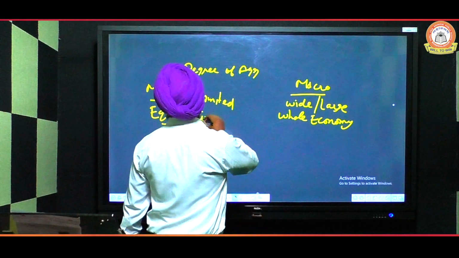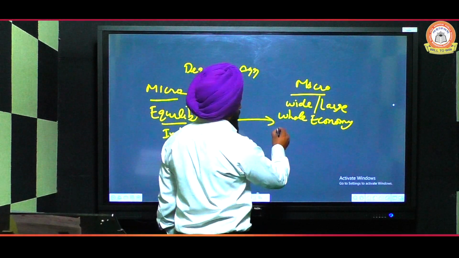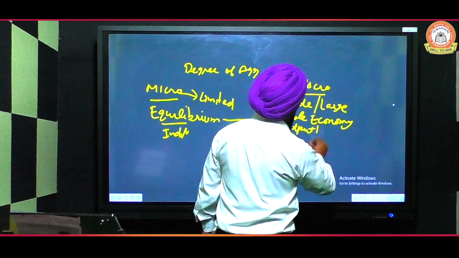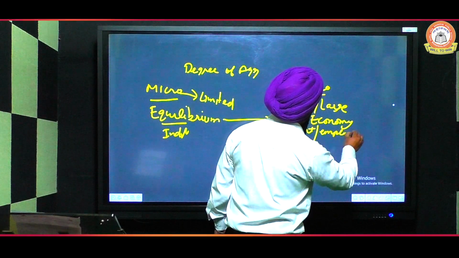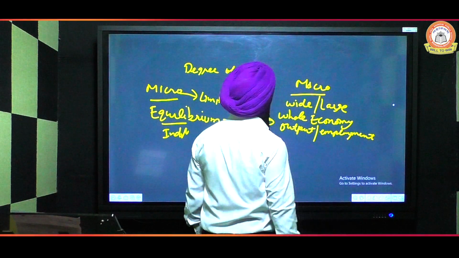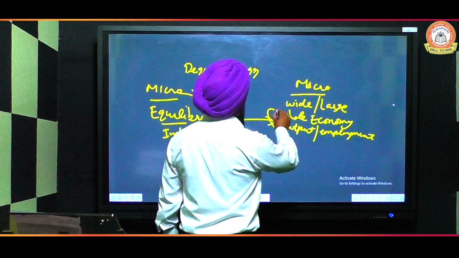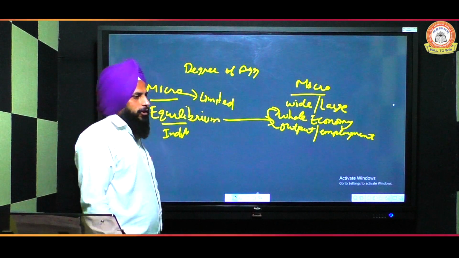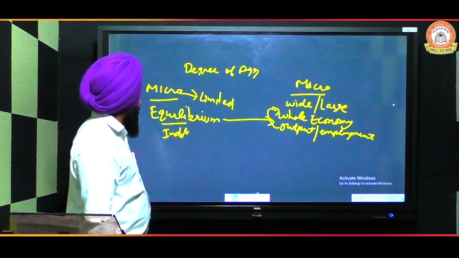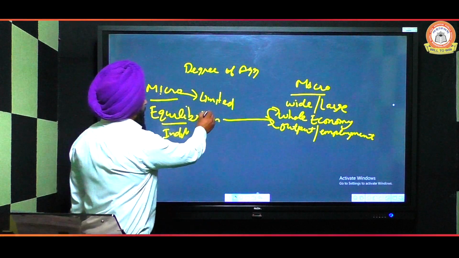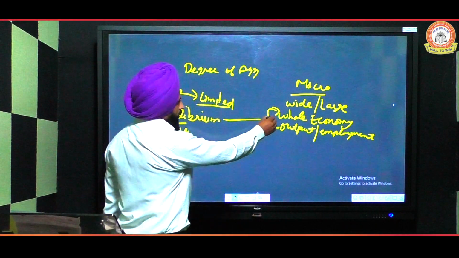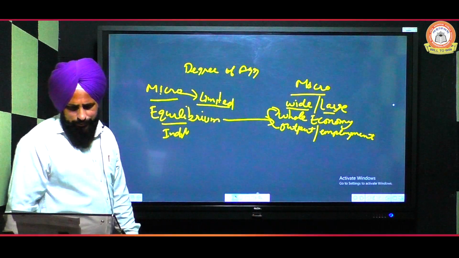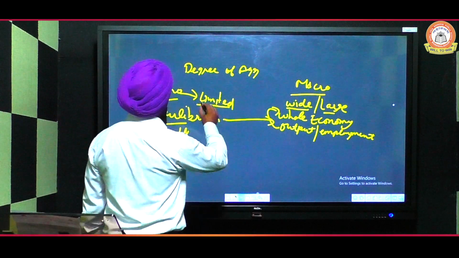The equilibrium discussed here is the equilibrium of output and employment. This equilibrium is at the level of the whole economy. So the degree of aggregation is different in micro and macroeconomics. In microeconomics the degree of aggregation is limited, while in macroeconomics it is large or wide. Then we have the central issue.